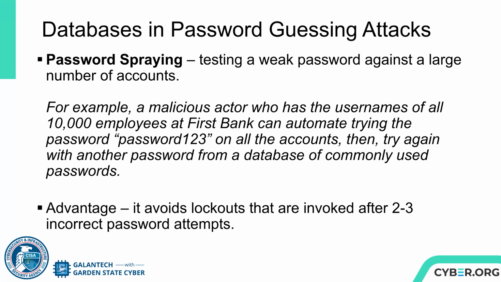We can just take 10,000 employees at First Bank, and we can automate trying the password 123. Chances are, statistically, probably 2 or 3 people at that bank are going to be lazy, and they're going to be using password 123. For a hacker, 1 to 2 hits out of 10,000 would actually be pretty good because they used a computer. They didn't invest anything in this. If they hit, they hit. If not, then they go on to the next company.